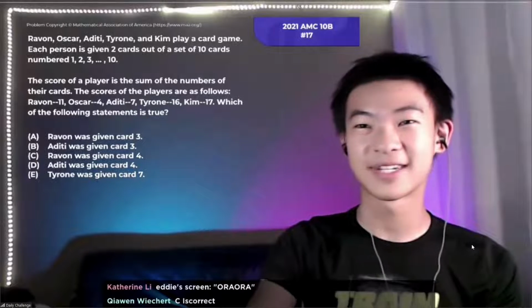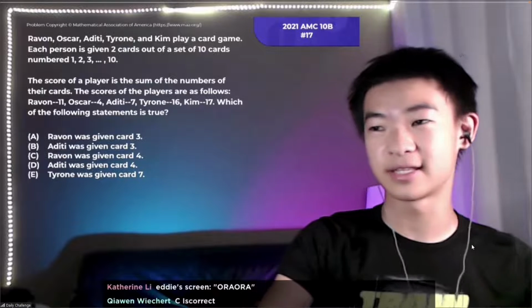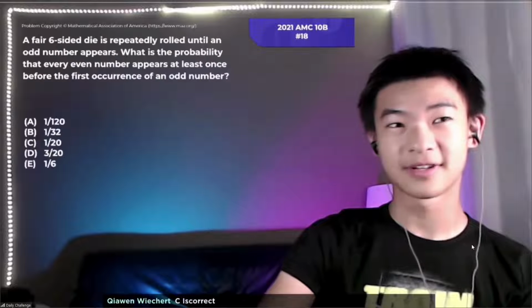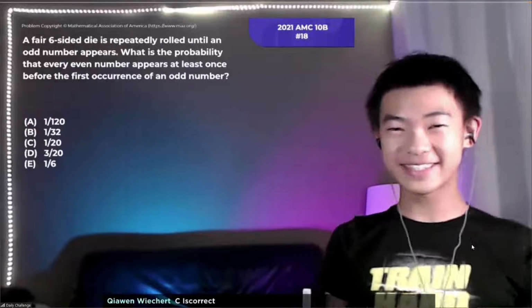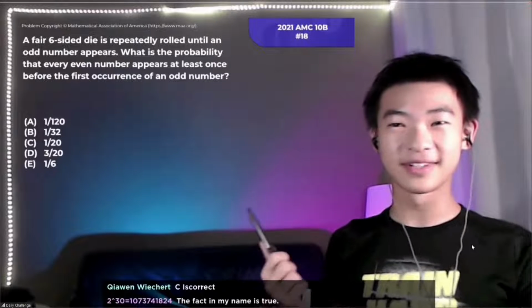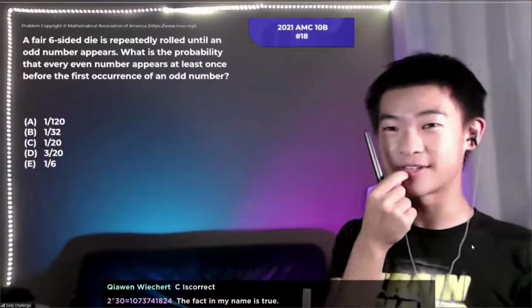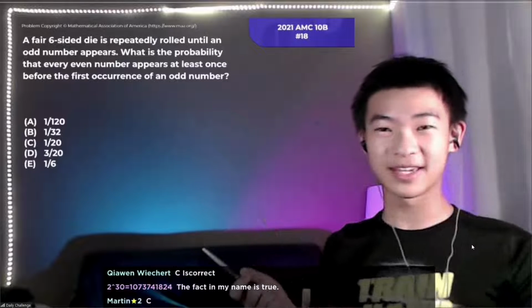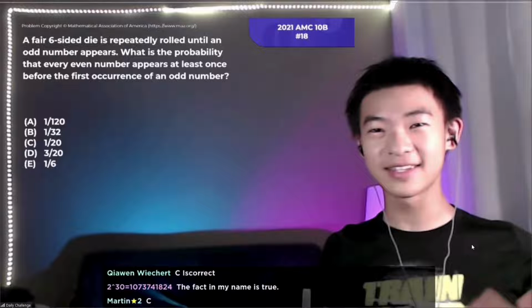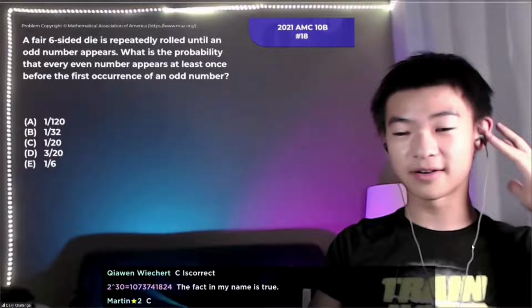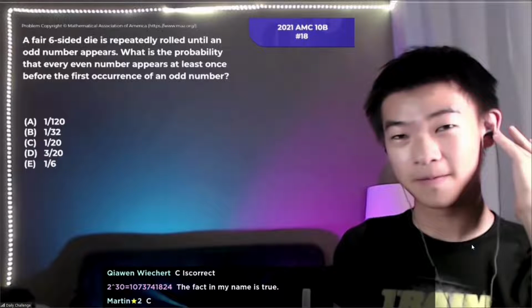Awesome. Okay, I'll take the next question then. So, okay. A fair six-sided die is repeatedly rolled until an odd number appears. What is the probability that every even number appears at least once before the first occurrence of an odd number?